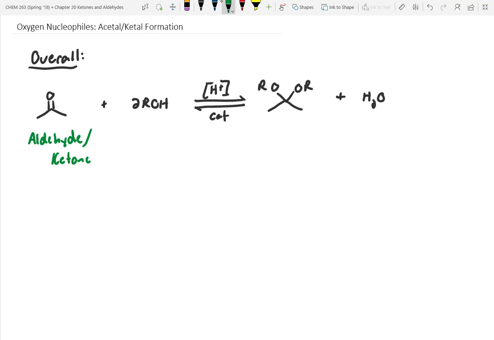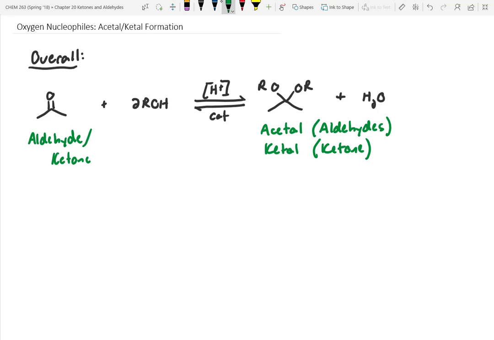What this is called is an acetal for aldehydes, and a ketal if it's for a ketone. So if your starting material is a ketone, you form a ketal. If it's an aldehyde, you form an acetal. Some people just call all of them acetals, so it gets used somewhat vaguely like that.